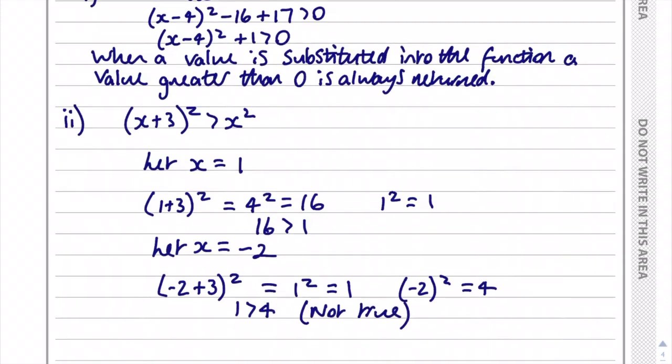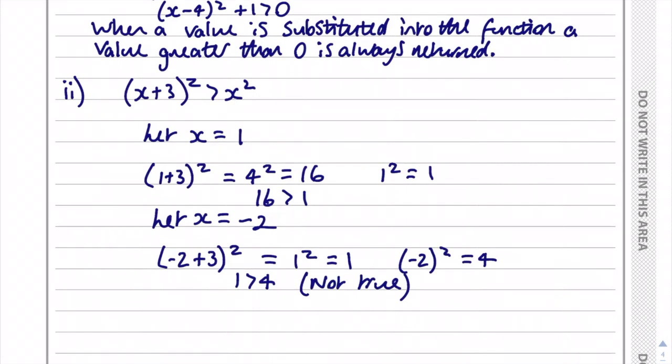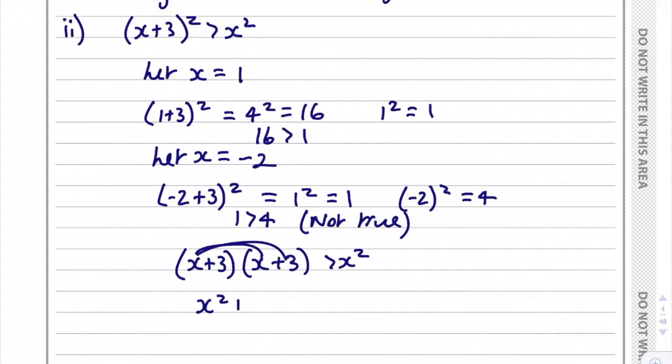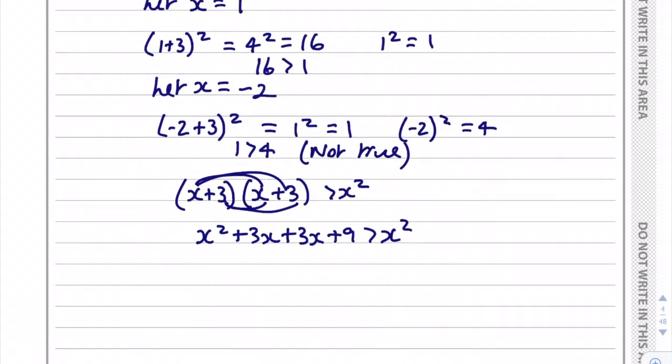Well, we can actually solve this inequality. So what we could say is we could expand this. We get x plus 3 all multiplied by x plus 3, which is greater than x squared. And if we expand this bracket, we're going to get x squared plus 3x plus 3x plus 9 is greater than x squared. Well, if we simplify this, we're going to get x squared plus 6x plus 9 is greater than x squared.